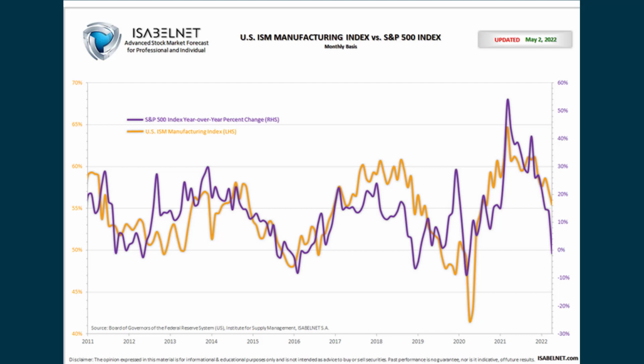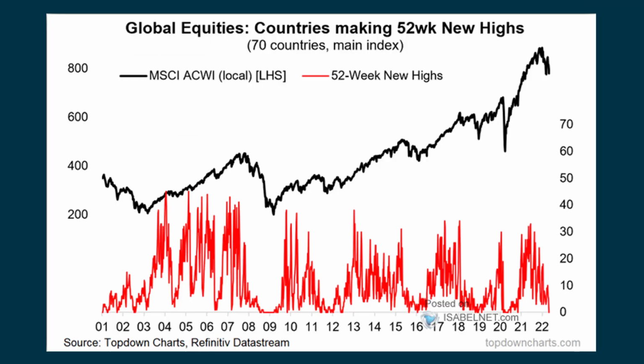Here are some of the ISABELNET charts. This one is the ISM Manufacturing Index against the S&P 500. This was one of the economic reports that came out. And it just charts this over a period of time. The orange line is the ISM, where the purple line is the S&P. And this is year over year. So this goes back quite a ways. So we can see on a longer term basis, these two tend to move with each other. So that's one economic report we want to keep an eye on.